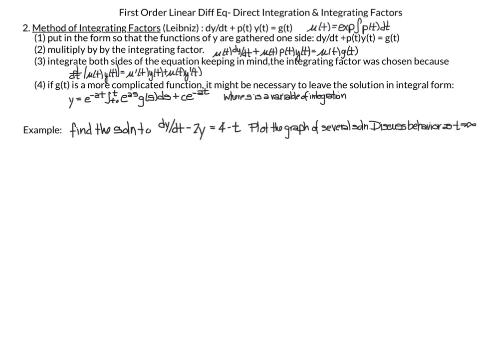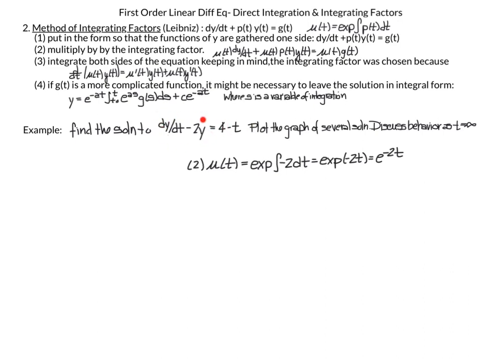And the example we're going to use to illustrate this is to find the solution to dy dt minus 2y is equal to 4 minus t. And we're going to plot the graph of several solutions and discuss the behavior as t approaches infinity. Step 1 has already been done for us. All our y terms are on one side of the equation.